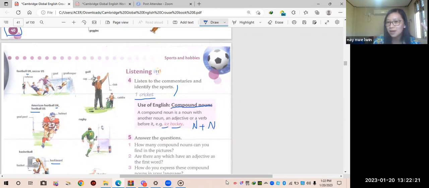Lunchtime, is that a noun plus noun compound noun? Yes. Now, lunch is a noun and time is also a noun. So noun, noun, compound noun, right? And is there any other word that you know with the noun plus noun pattern? How about boyfriend, girlfriend? That is way too easy, right? Boyfriend, girlfriend, so that is also a noun plus noun compound noun, right?